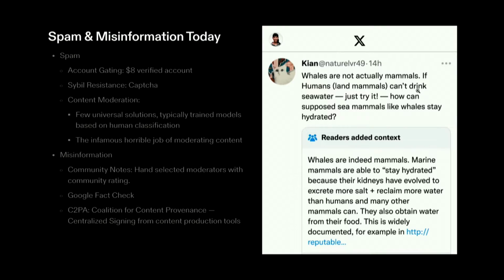So having the community try to digest information and determine if it's real, Google fact check, and a coalition for content provenance, which is an attempt by content creation tools to create a chain of trust from where you created a video to your eventual distribution of it.